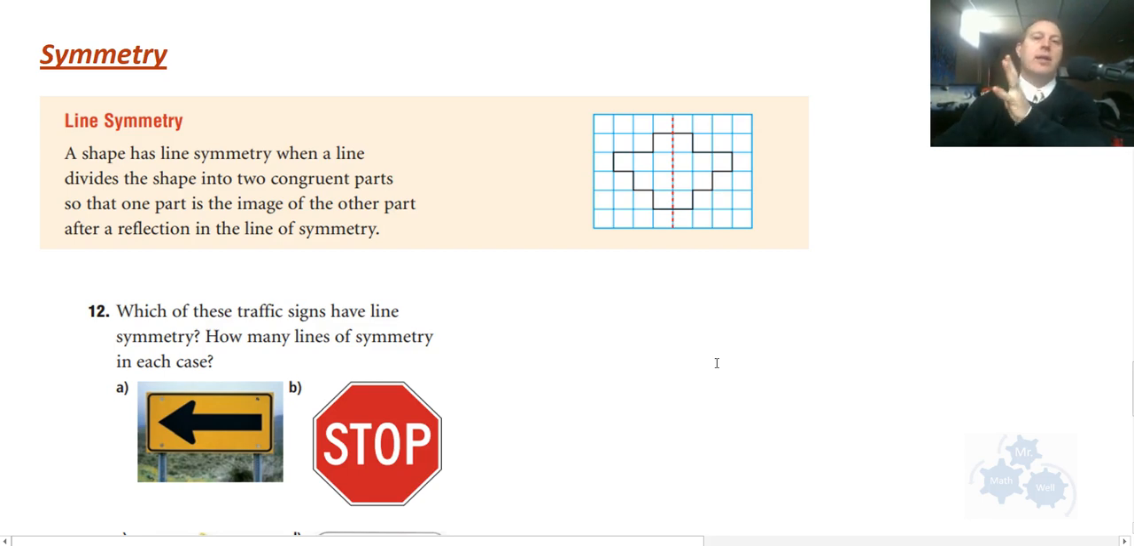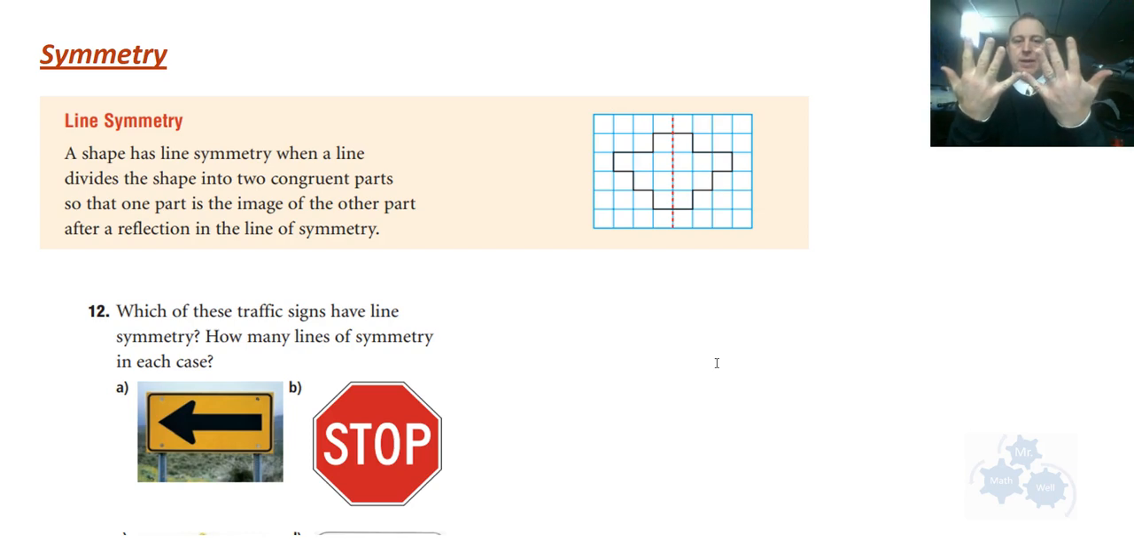You draw a straight line through an image or a figure, and if the left side and the right side, or the top and the bottom, or the one side of the line is exactly a mirror image of the other side, they're exactly the same, they can fold over that line and map onto each other, like my hands right here, okay? There's line symmetry right in between the tips of my pinkies, because if I fold my hands over, they exactly map onto each other.